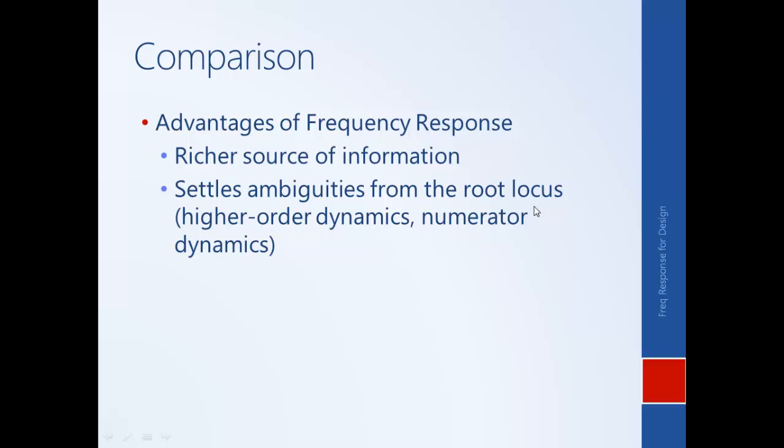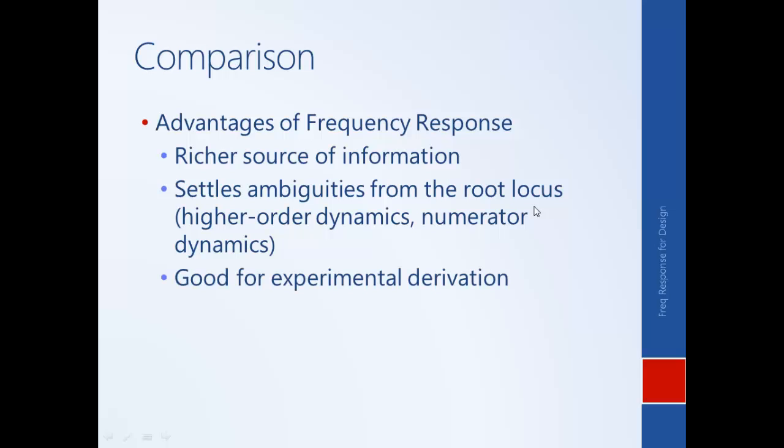It would also be hard to know the contribution of a pole if it's near a zero. So we understand this concept of a pole-zero cancellation and how they reduce the effect of one another, but how much do they reduce the effect? That you can't really see from the root locus, but you can see it from the frequency response. And I'll try and exemplify that as we go through more examples.